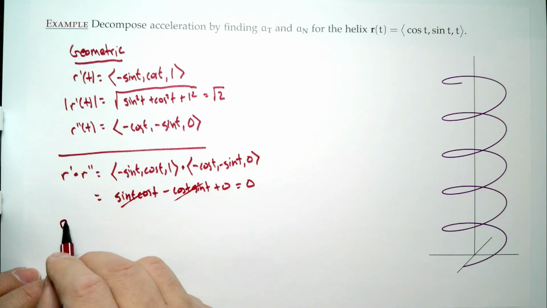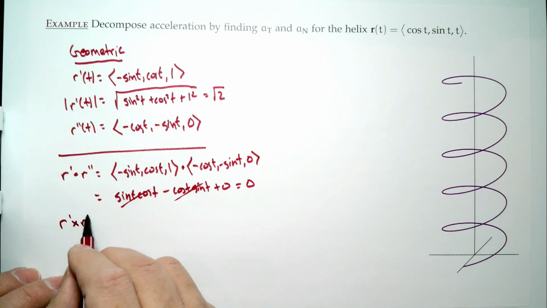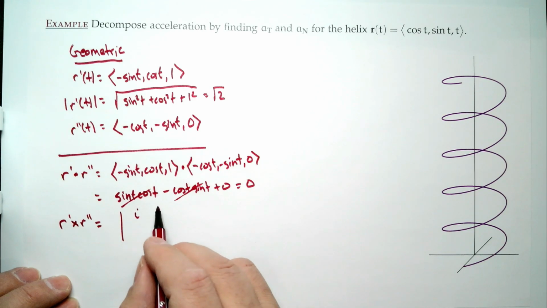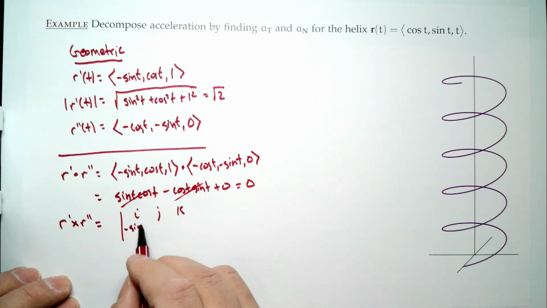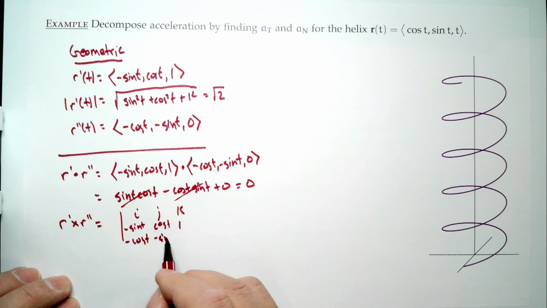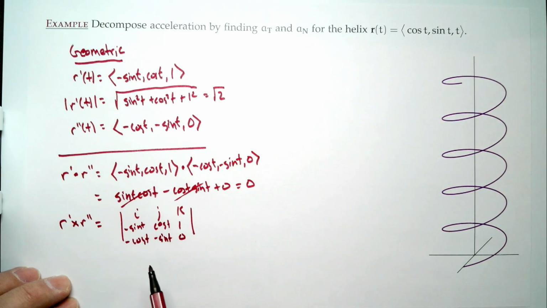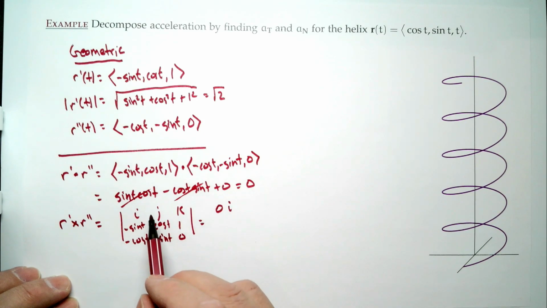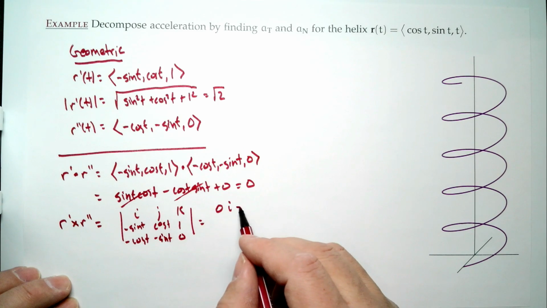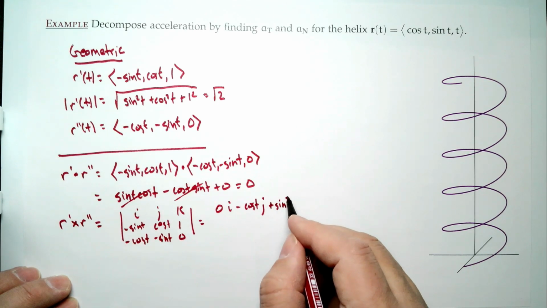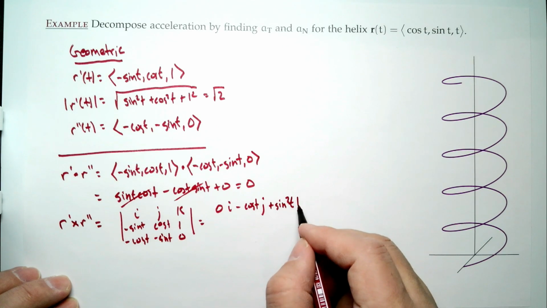We'll also need the cross product, r prime cross r double prime. Well, so we take the cross product. i, j, k, negative sine, cosine, 1, negative cosine, negative sine, 0. And we start working. i, cosine times 0, okay, 0i. j, 1 times negative cosine, minus cosine j. k, negative sine, negative sine. So that's plus sine squared t k.